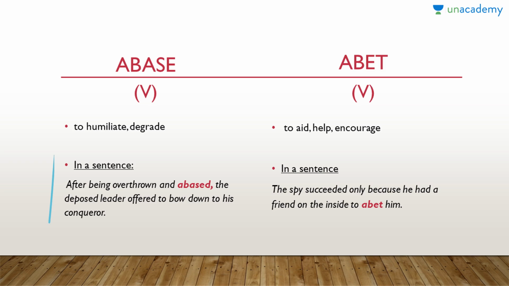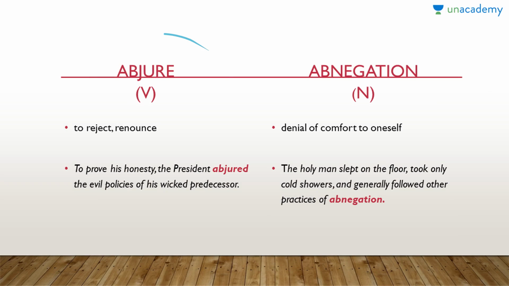So in a sentence, after being overthrown and abased, the deposed leader offered to bow down to his conqueror. Abet is a verb, to aid, help, encourage. So in a sentence it will read, the spy succeeded only because he had a friend on the inside to abet him. Abjure is a verb, which means to reject, renounce.